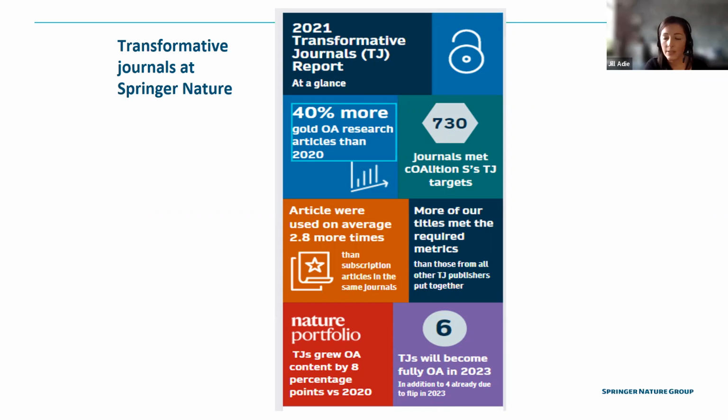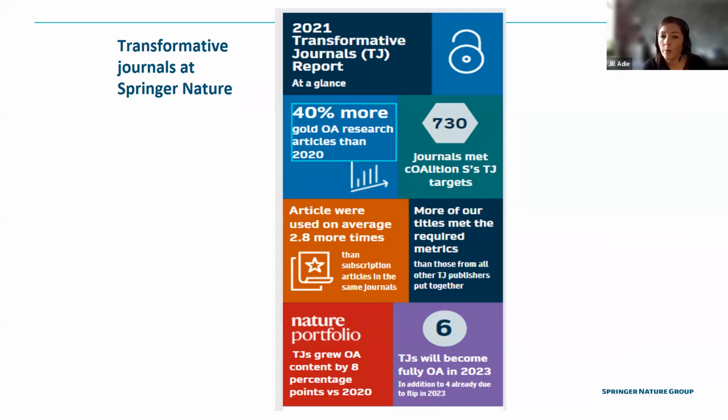So this image on the slide is a snapshot from the 2021 Transformative Journals report that Springer Nature published in June last year, so in 2022. The objective of the report was to provide an update to all stakeholders, whether that be readers or authors or librarians, on the progress of the transformative journals. How is this OA publishing going for the Nature portfolio? This report gives us all the information from 2021. So that's why I was pointing out the years. So it's from 2021, it was published in 22, and there will be another one this year.